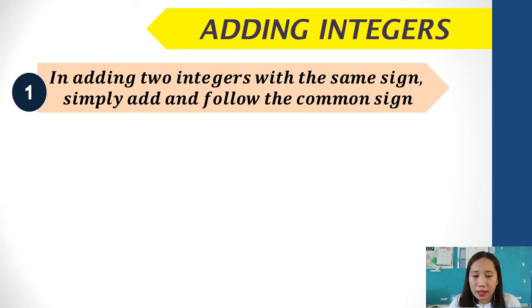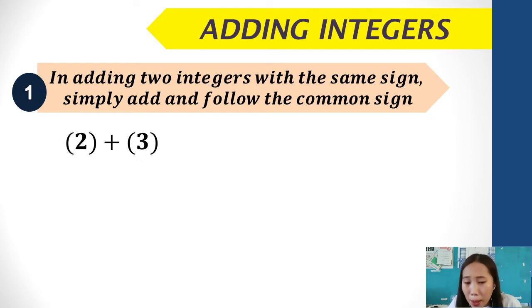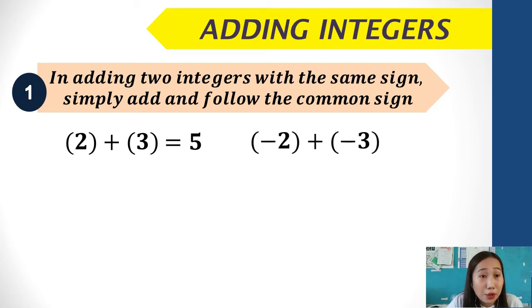So, example na kaagad tayo. Since they are of the same sign, just simply add and follow the common sign. Ano ba yung magkatulad na sign sa kanila? Okay, pareho silang positive. So, ang sagot natin ngayon, 2 plus 3 equals positive 5. Meron pa akong isang example. Negative 2 plus negative 3. Ano yung common sign nila? Pareho silang negative, di ba? So, i-add mo lang daw, 2 plus 3, i-copy mo yung common sign nila, which is negative. Ngayon, magiging negative 5 na siya.